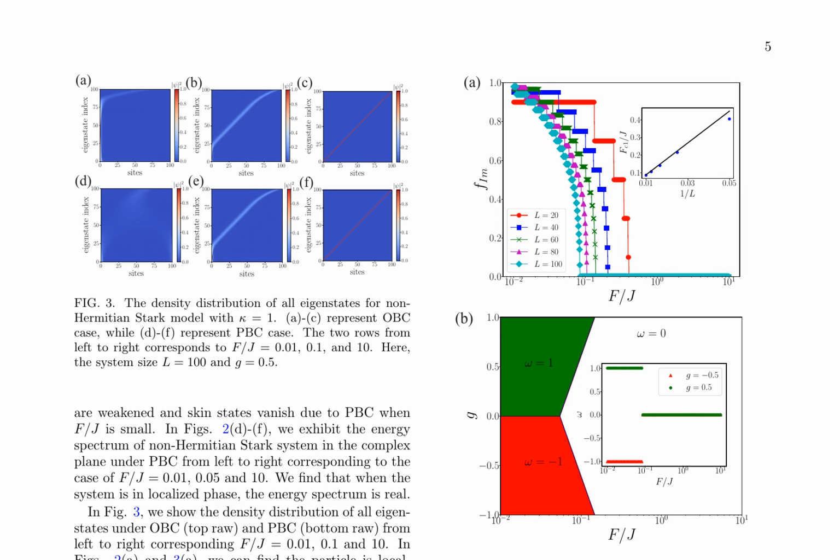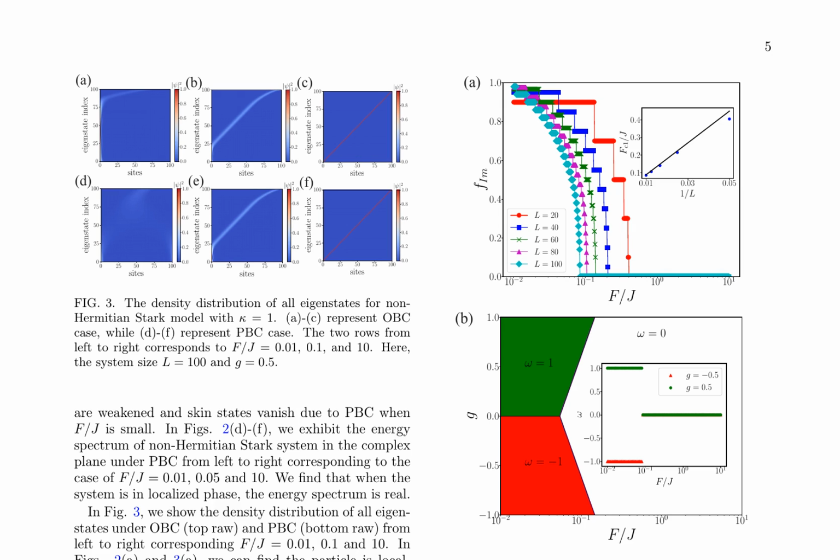The density distribution of all eigenstates for the non-Hermitian Stark model with kappa equals 1, shown in Figure 3, reveals that skin states vanish under PBC when the electric field F is small compared to the hopping amplitude J, and the system becomes fully localized when F L/J exceeds 3.3.